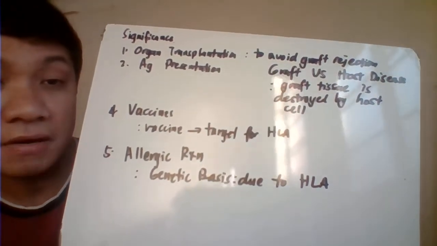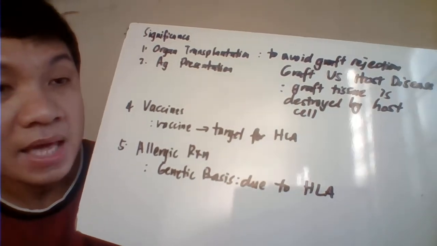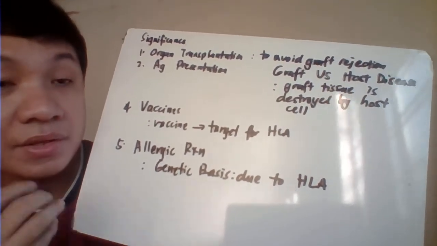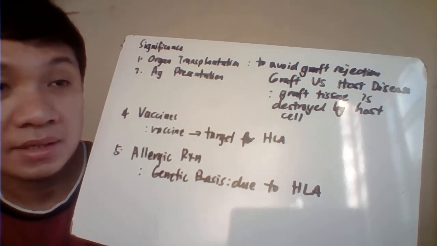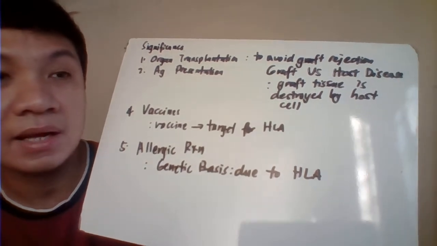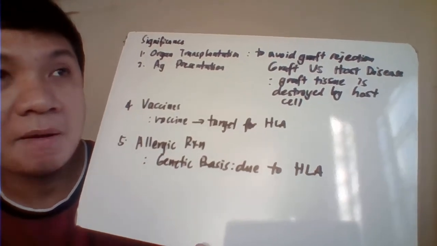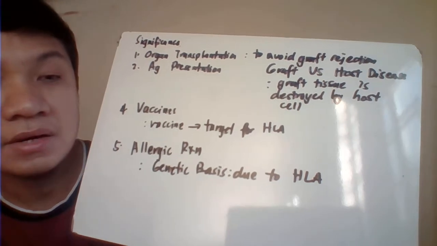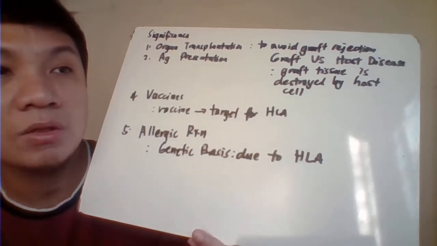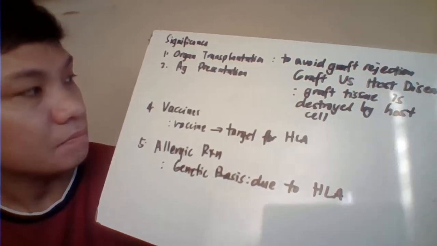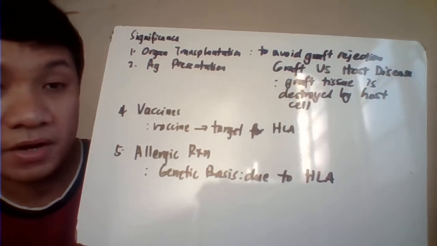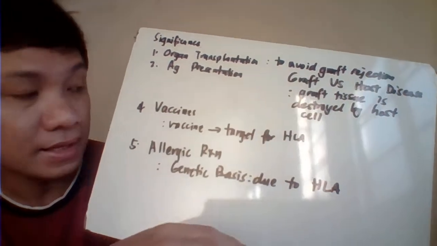So when we speak about graft versus host disease, it is the recipient immune system that tries to reject or destroy your transplanted tissues. It is not the transplanted tissue that destroys the system of the recipient, but it is the immune system of the recipient that is going to reject the tissues. So second one, this is also involved in your antigen presentation, as what I have discussed earlier.